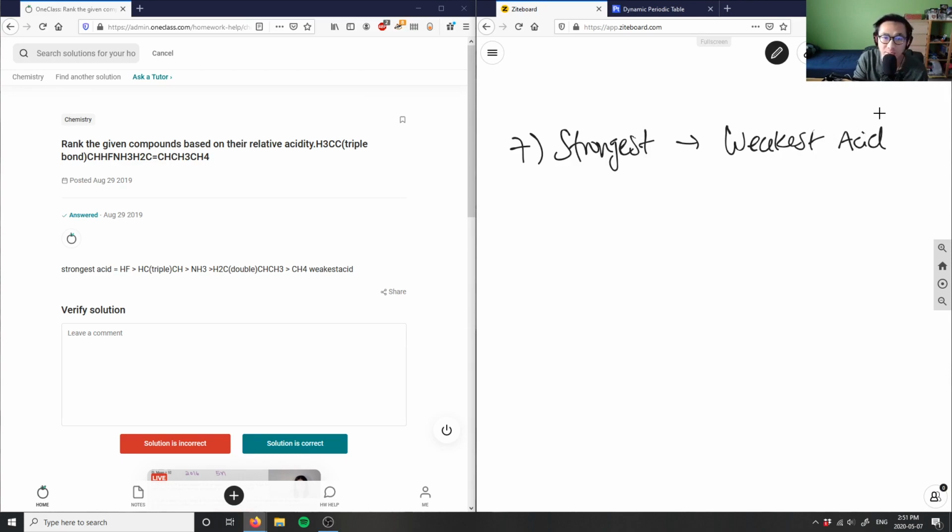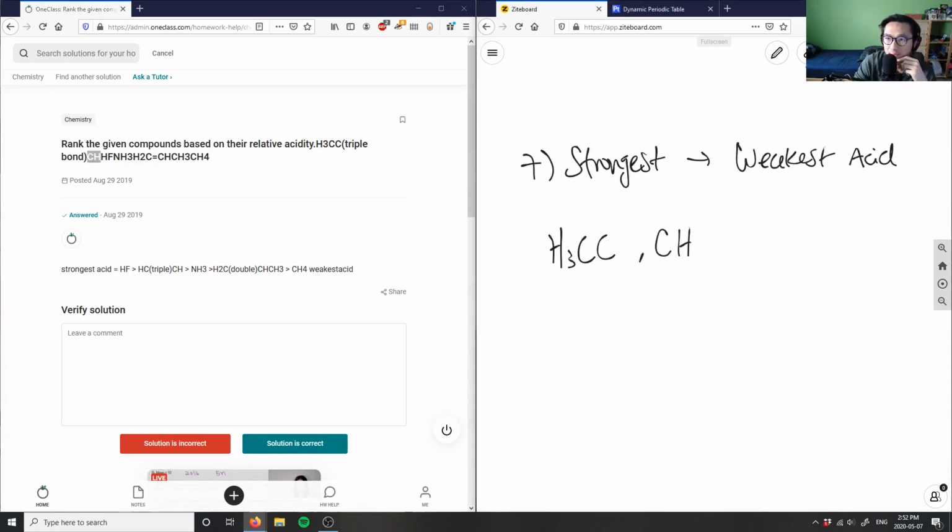So I have H3C, so H3CC, and then I have CH. I don't know if it's a formatting issue. We have CHHF. I don't know if this is one compound here. This is kind of confusing. Oh, I have C triple bond H. That makes more sense here. I think they forgot the spaces.